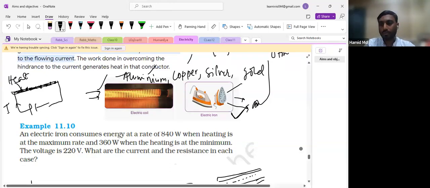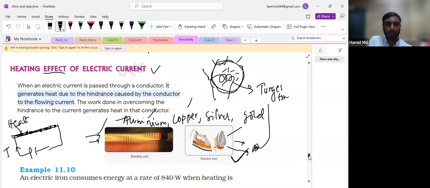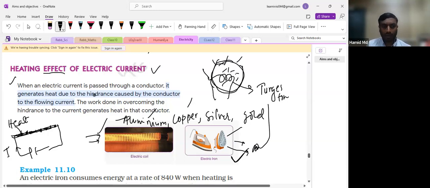After all these discussions, you may have some idea how it works. So now you may write this definition. When electric current is passed through a conductor, it generates heat due to hindrance caused by the conductor to the flow of current. The work done in overcoming the hindrance of current generates heat in the conductor. This is called the heating effect of electric current.